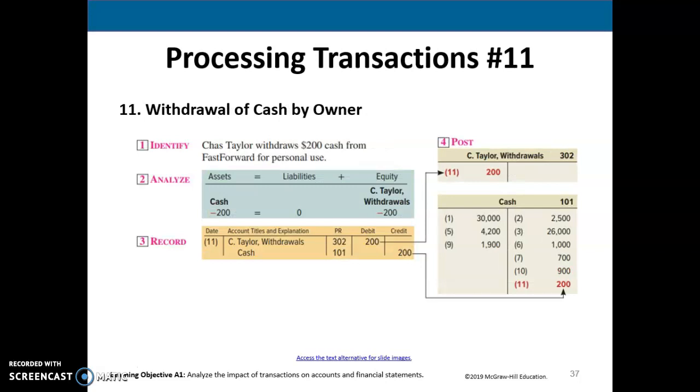Transaction 11, we have the owner withdrawing $200 from the company for personal use. That transaction is going to decrease the cash because they're pulling cash out of the company, and it's going to increase withdrawals by $200. So to decrease the cash account, we're going to credit. To increase withdrawals, we're going to debit, both for $200. Then we're going to post the debits to the left, the credits on the right.